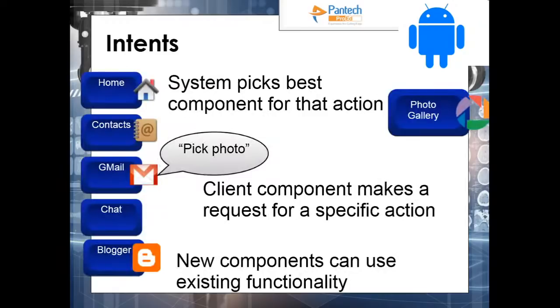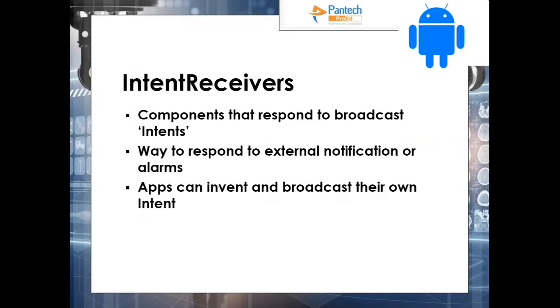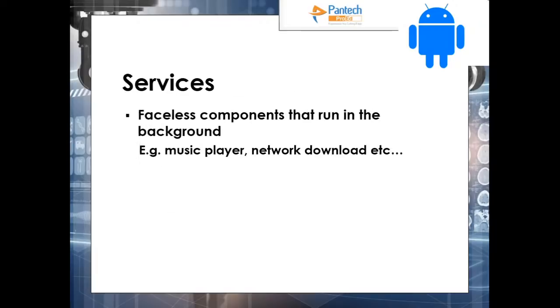Then see here about intents. If you click on the Gmail app, it will pick up some composing mail or unread mails, like that. It will give some data to you. That is the use of intents. So we have intent and intent receiver. It responds to broadcasts. For example, if you set an alarm for 6 o'clock, after 6 o'clock it wants to notify you. That is the use of the intent receiver.